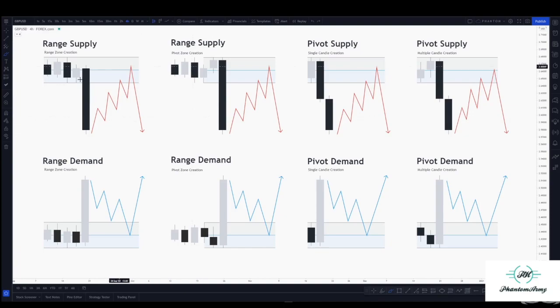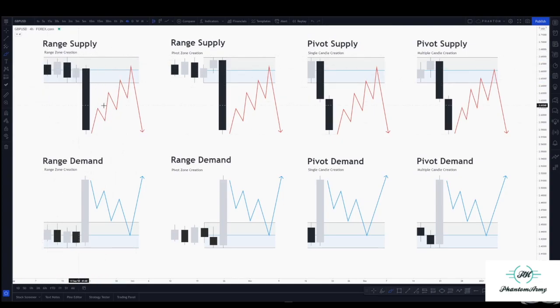So again, if we're looking at range created supply and we're mapping out our zone, we would mark out the highest high of that range in price and the lowest low of that range in price, and then wait for that expansion out of that range that would break the range in price that was created.